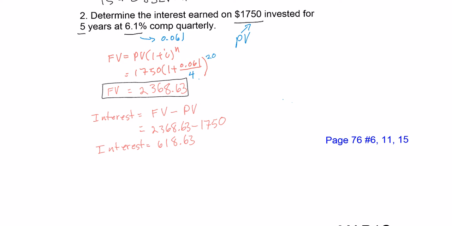Therefore, the interest earned is $618.63. Full stop. That's it. Now, remember that you're going to have a quiz tomorrow.